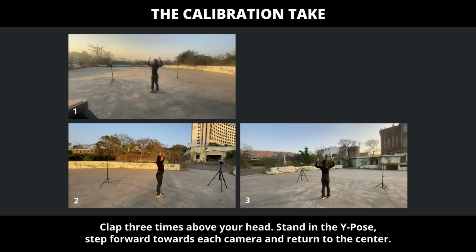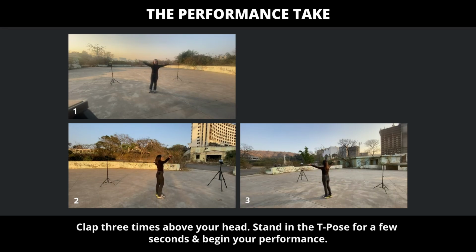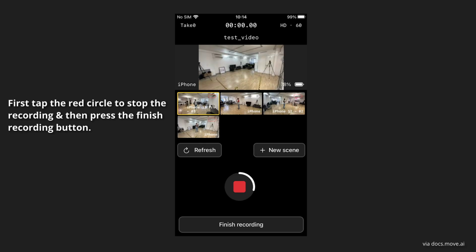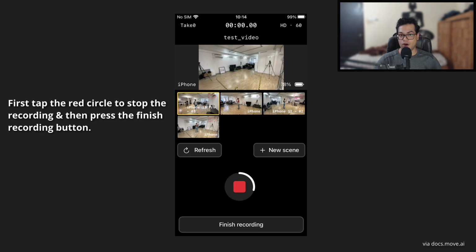Now for the performance, again you need to clap 3 times over your head, but this time after clapping you need to stand in the T pose. Just stand in this T pose for a few seconds and begin your recording. Now you can do anything that you want after the T pose, and that is going to be your motion capture data. After you finish your performance, you need to finish the recording by pressing the finish recording button.